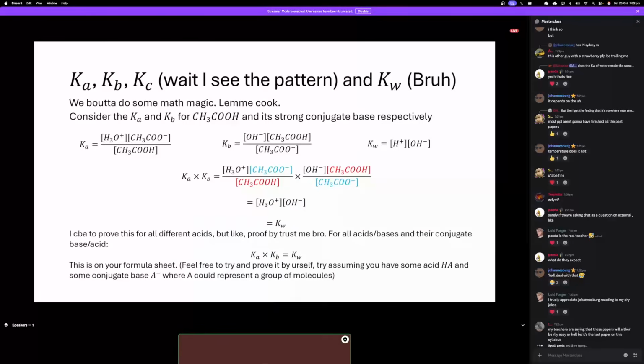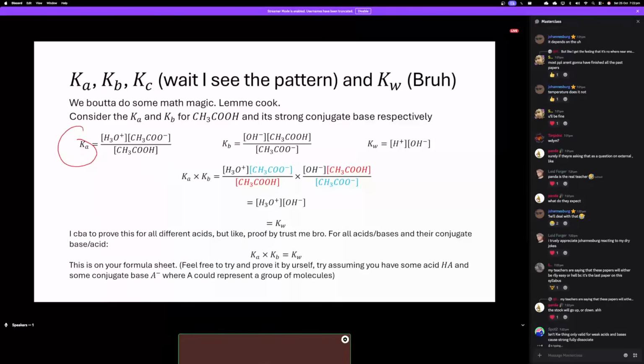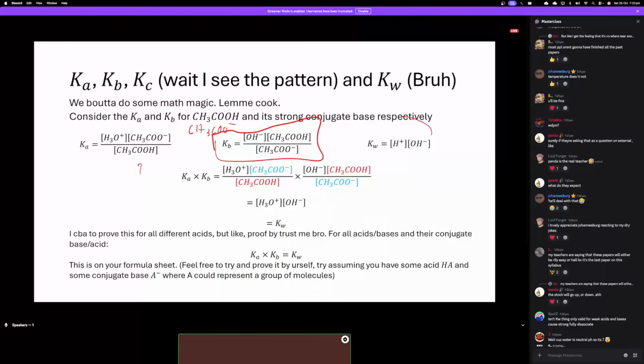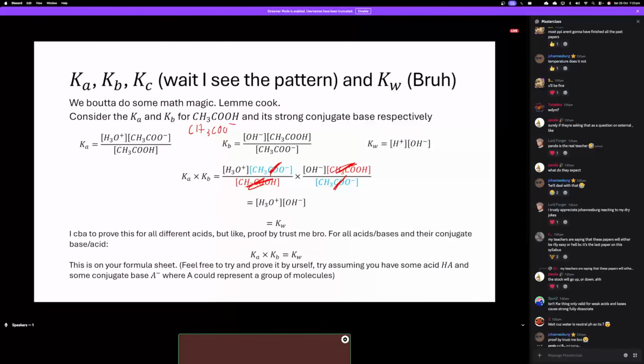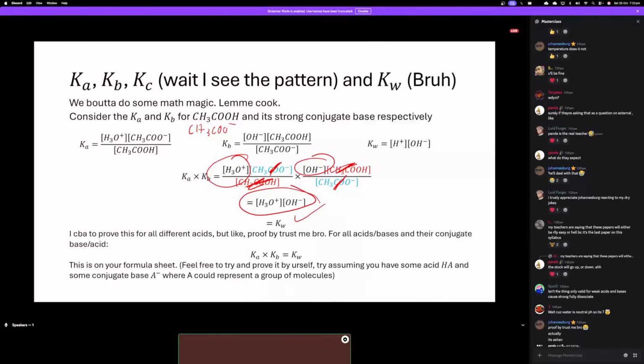So math magic. Just hear me out. Ka was this. The conjugate base for CH3COOH was CH3COO minus, and the Kb expression for that was this. So this is Ka and Kb, and Kw. If I do Ka times Kb, notice this term and this term cancel out, this term and this term cancel out, and all I'm left with is this times this, which is our Kw.